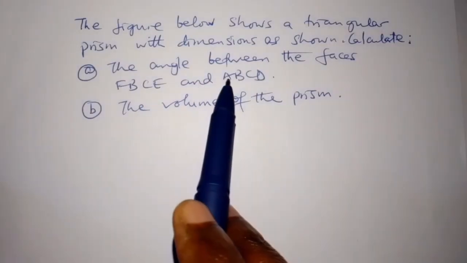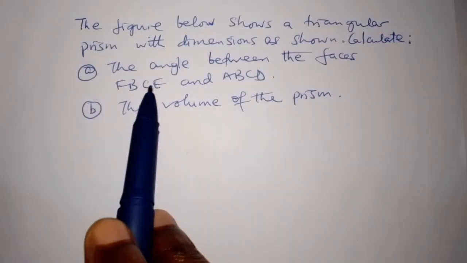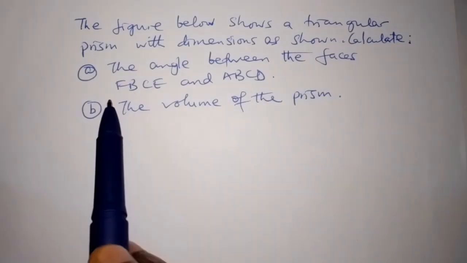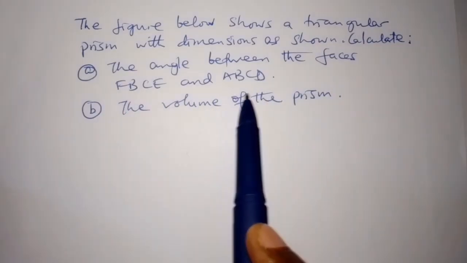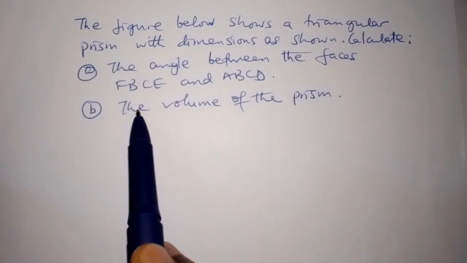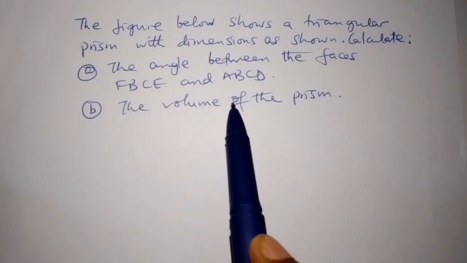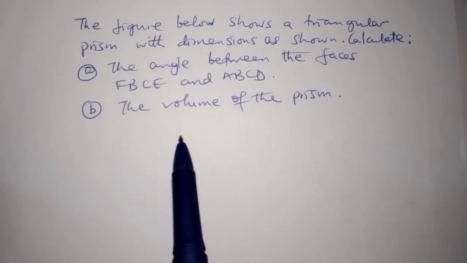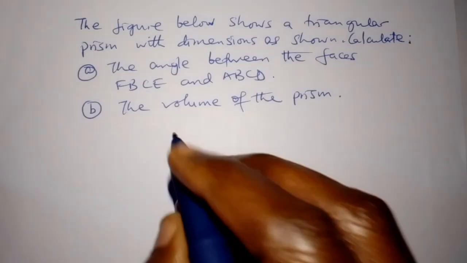The figure below shows a triangular prism with dimensions as shown. Calculate Part A: the angle between the faces F, B, C, E and A, B, C, D. Part B: the volume of the prism.